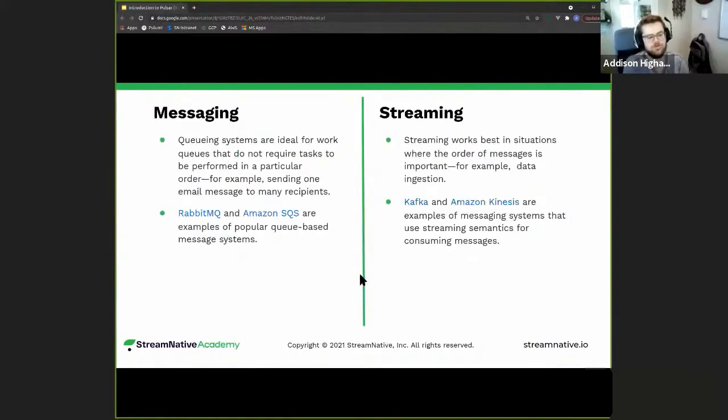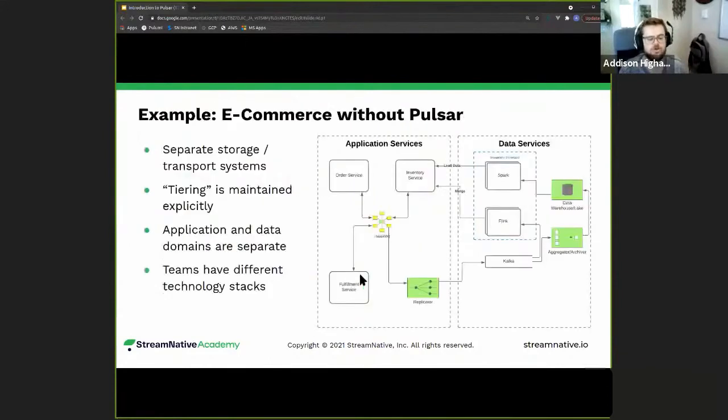So once again, at a high level, messaging is more commonly used in the application domain, for things like work queues and fan out, where maybe we don't care about order, and we need to split work. RabbitMQ and SQS are very common systems in this domain. Versus streaming workloads, where we really care about order, and we also care about potentially high throughput. Once again, Kafka and Kinesis are systems that historically rely more on streaming semantics.